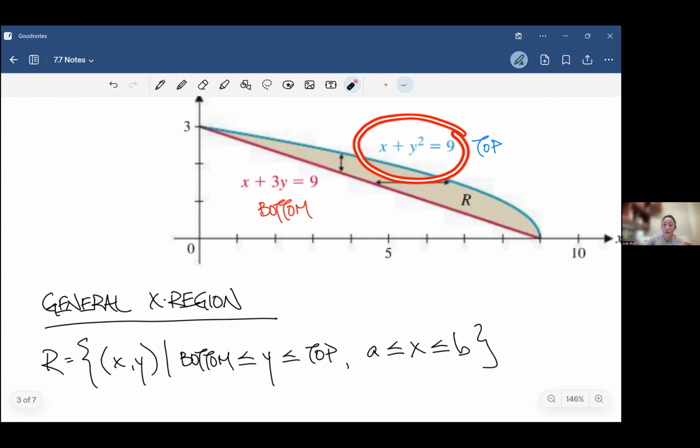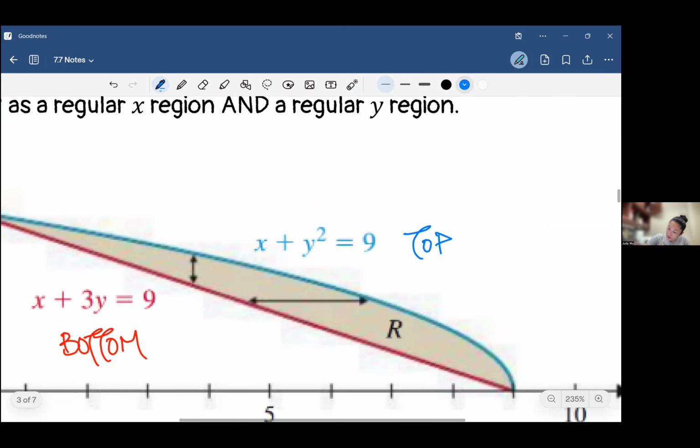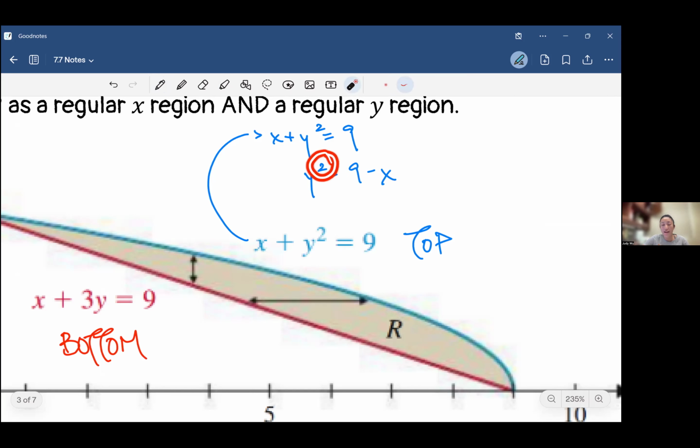And I want to take the blue equation and get y all by itself. So let's do that algebra. Up here with the blue function, x plus y squared equals 9. If I want to get y by itself, I'm going to subtract x over, so y squared equals 9 minus x. And then to get the y all by itself, I need to square root both sides. So I get y equals the square root of 9 minus x.